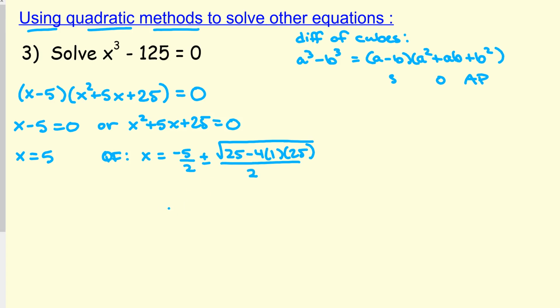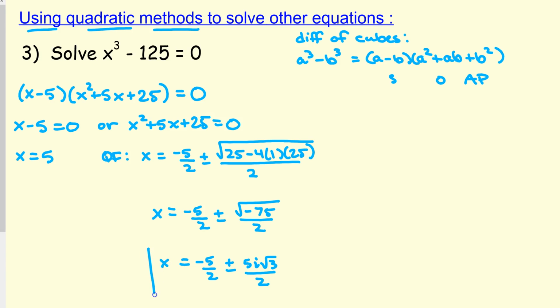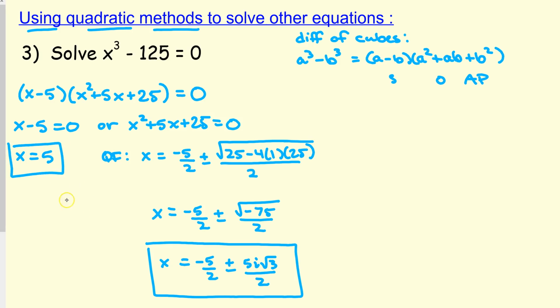so over 2. So then we simplify, and we have x equals negative 5 halves, plus or minus the square root of negative 75 over 2. And when we simplify the square root of negative 75, that part of it becomes 5i square root 3. So our answers are x equals negative 5 halves plus or minus 5i square root 3 over 2. Oh, and x equals 5. Don't forget about that one. So we have all of those answers. I should really say or.